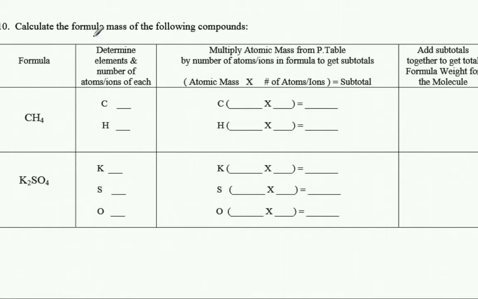Now, if we have to figure out the actual mass of the following compounds, you need your periodic table. So the first thing you should do is look at your equation, or look at your formula, and figure out who's involved here, and how many. Well, we have 1 carbon, because there's an imaginary 1 there, and we have 4 hydrogens. Then you have to look at the periodic table. You got to multiply the atomic mass from the periodic table times the number of atoms.